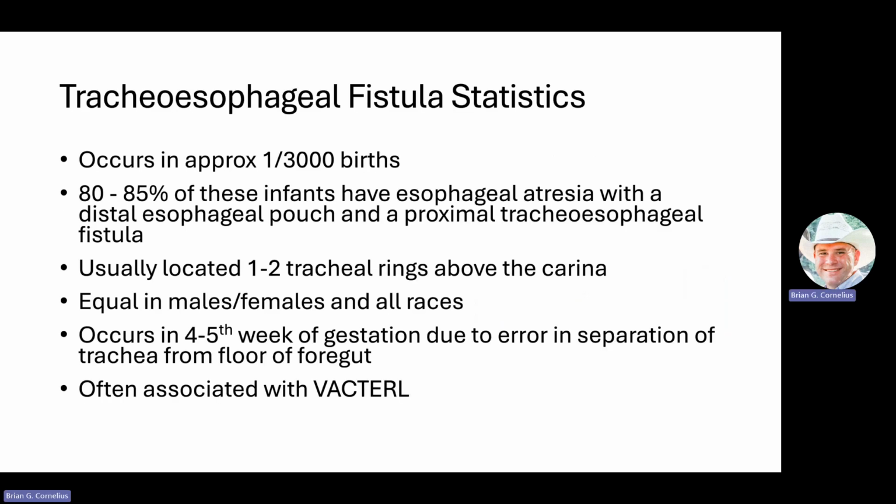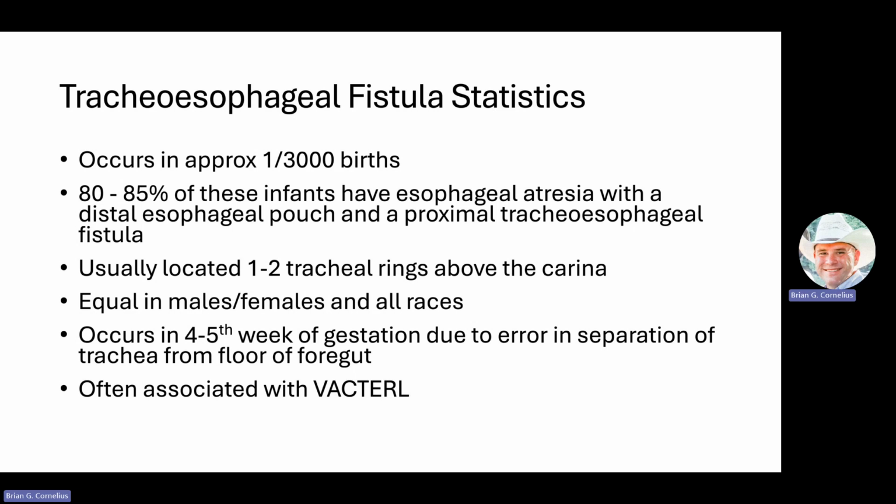So a little less common than CDH, 1 in 3,000 births versus 1 in 2,000. Most of these patients have esophageal atresia with a distal esophageal pouch and a proximal tracheoesophageal fistula. Usually it's located 1 to 2 tracheal rings above the carina. It tends to affect males and females equally, and there doesn't seem to be any sort of racial disparity for these patients. It occurs very early in gestation, so 4th or 5th week, and occurs as a result of separation of the trachea from the foregut.